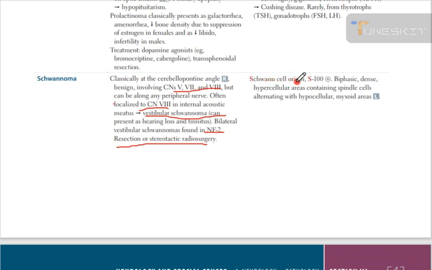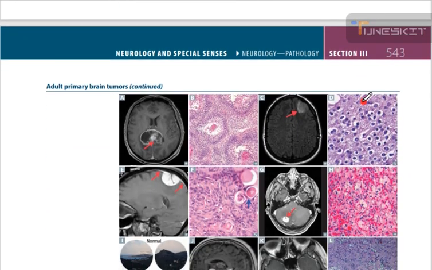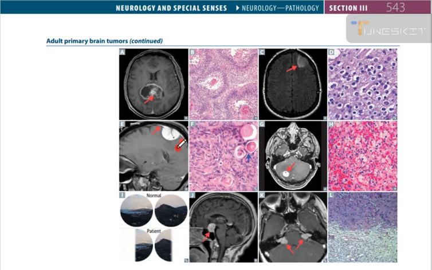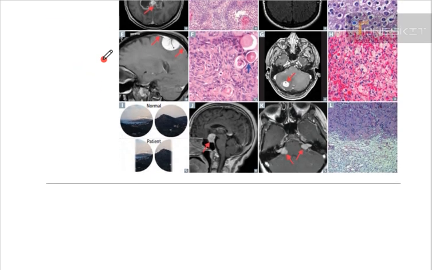Its origin is the Schwann cell, and its tumor marker is S100. It is biphasic, with dense hypercellular areas containing spindle cells, alternating with hypocellular and myxoid areas. So these are some pictures regarding these brain tumors.